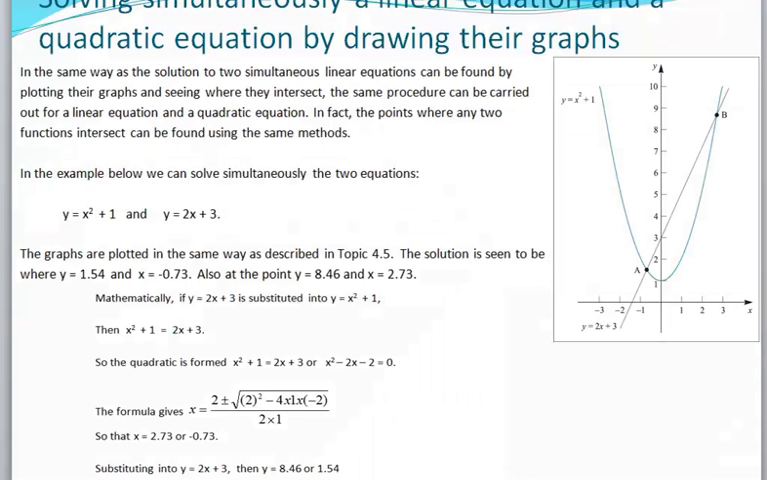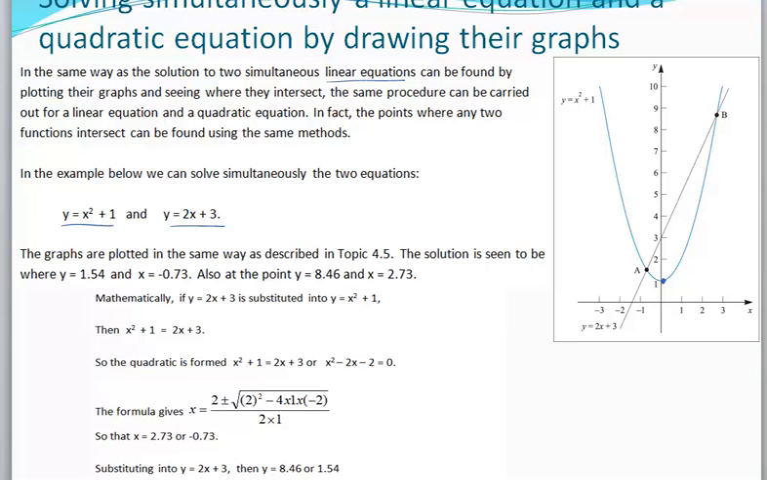So now we're going to look at solving simultaneously a linear equation and a quadratic equation by drawing their graphs. The same way as solving two simultaneous linear equations can be found by plotting their graphs and seeing where they intersect. So here we have two equations. y is equal to x squared plus 1. So we plot these points here. Our y-intercept here is at 1. And we see it's positive. We don't actually cut through our x-axis here.